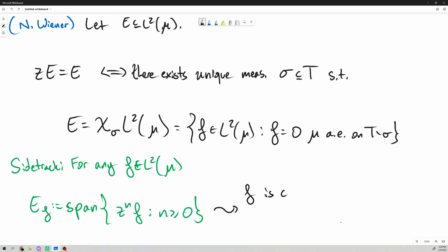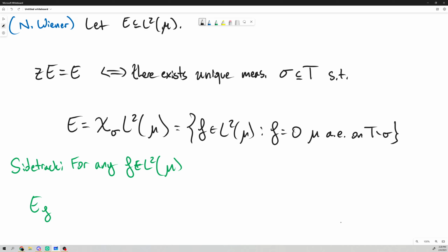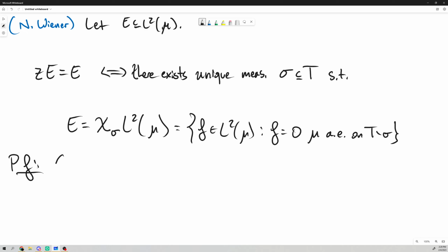So to start off the proof, we're going to do the direct condition. We're going to assume, well, let me see. Which one do we do? We're going to actually do the converse first. All right, there we go. So, proof: we're going to start with the converse condition. We're going to assume that we have this unique measurable set such that we have this representation as a characteristic function. So I'm going to say let E equal chi sigma L2 mu. This is easy. I need to now prove that this is doubly invariant.